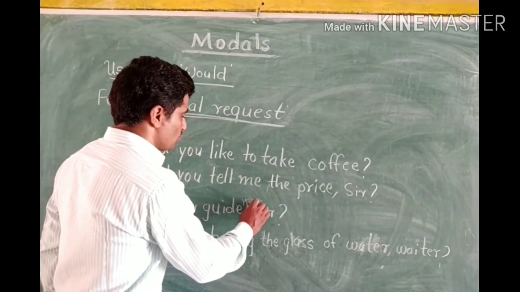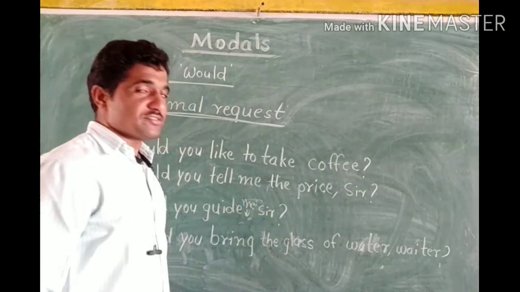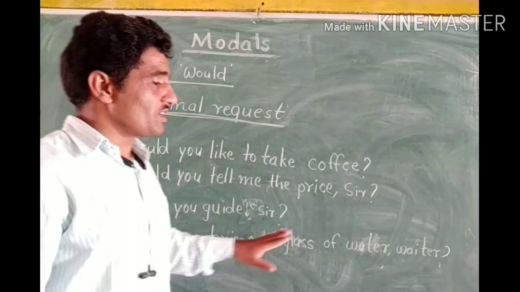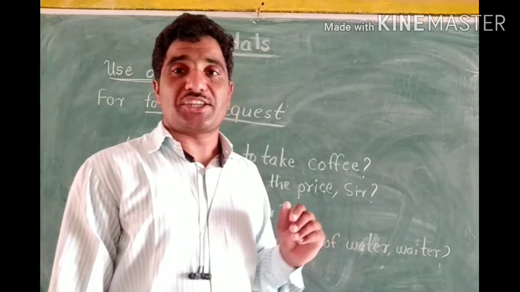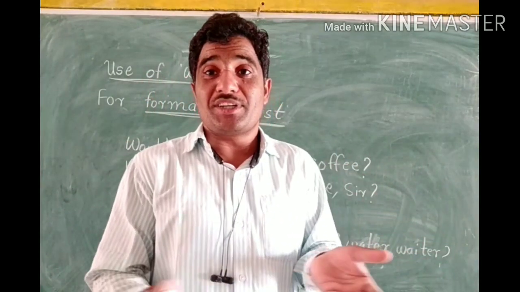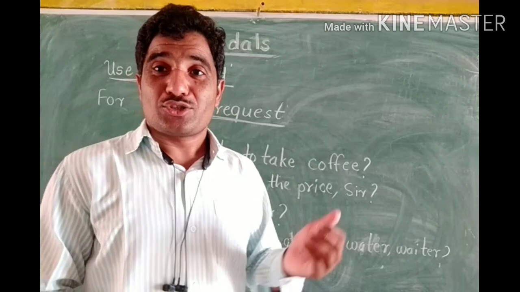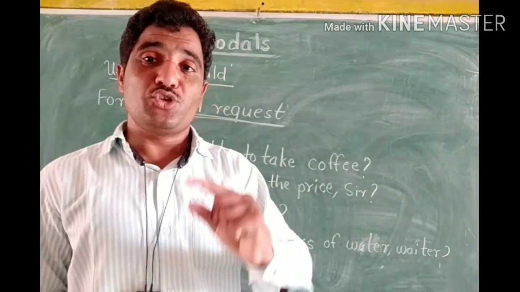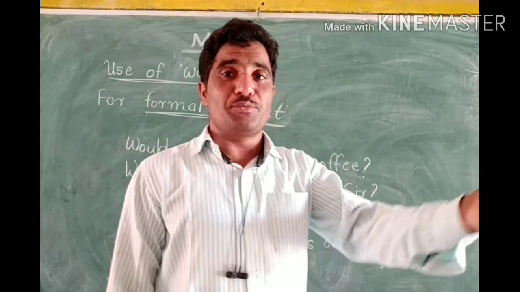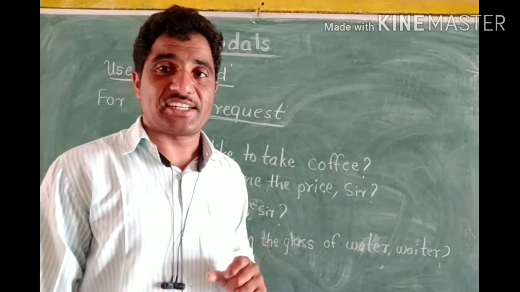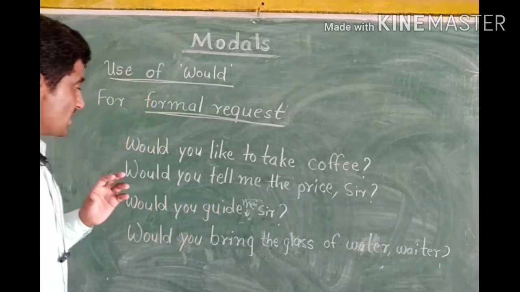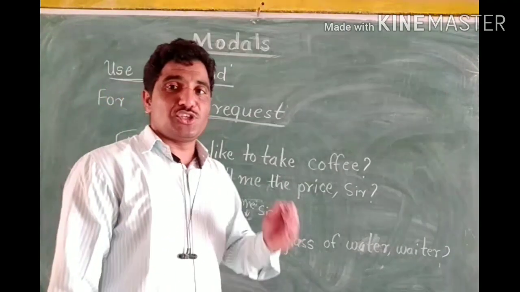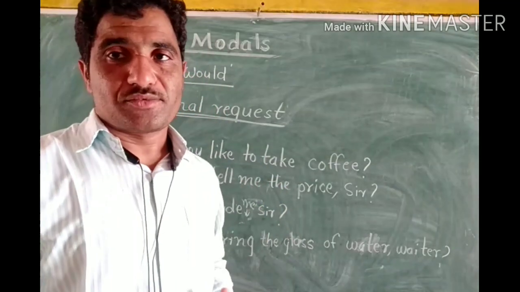Would you guide me, sir? Kya tum mujhe guide karoge? This is the formal request. Would you bring the glass of water, waiter? It is the request to waiter, because waiter is for the helping. So if any request we do to waiter and shopkeeper, we use would. Would you bring a glass of water, waiter? So all these are the formal requests. In formal request, we use would.